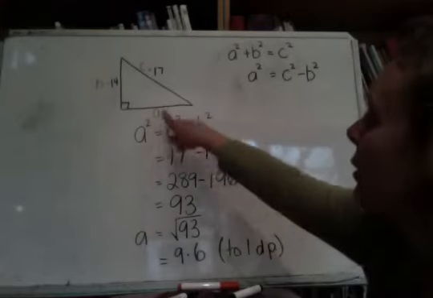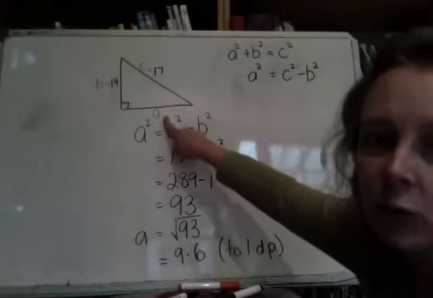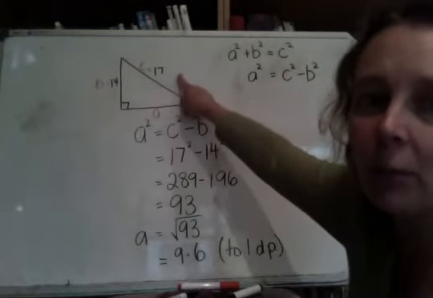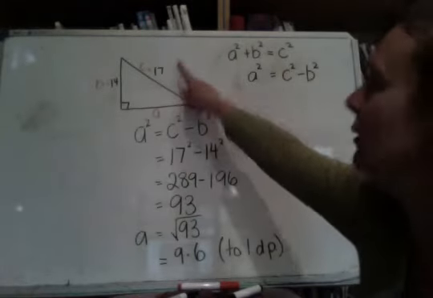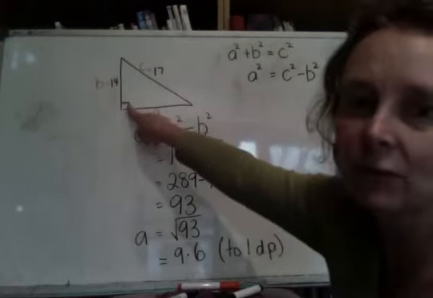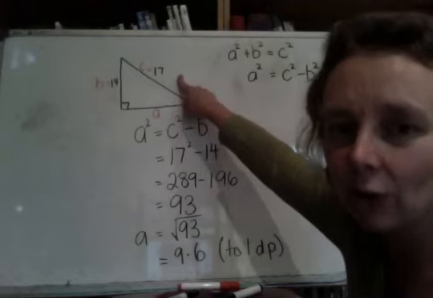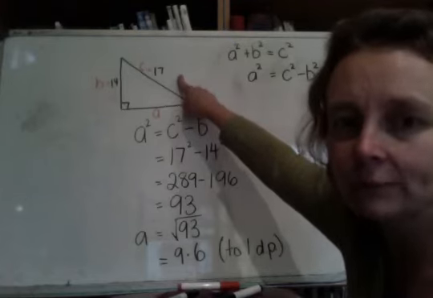So this is the side that I don't know, I've called it a. My other short side is called b, and my hypotenuse is called c. So I've identified that because here's the right angle. This is the side that's opposite the right angle, and it's the longest side in my triangle.